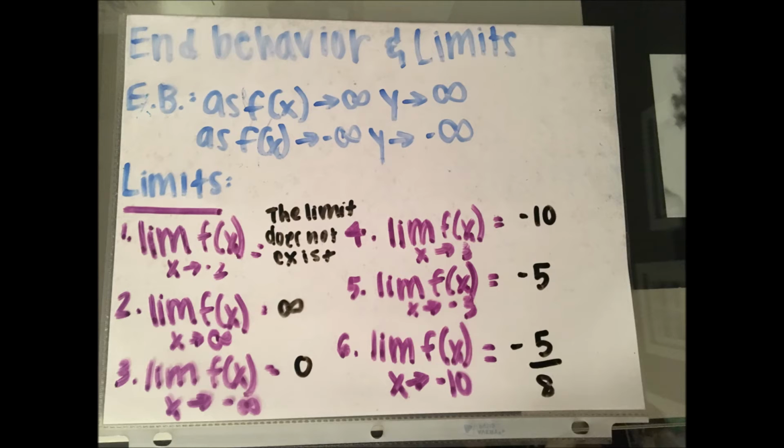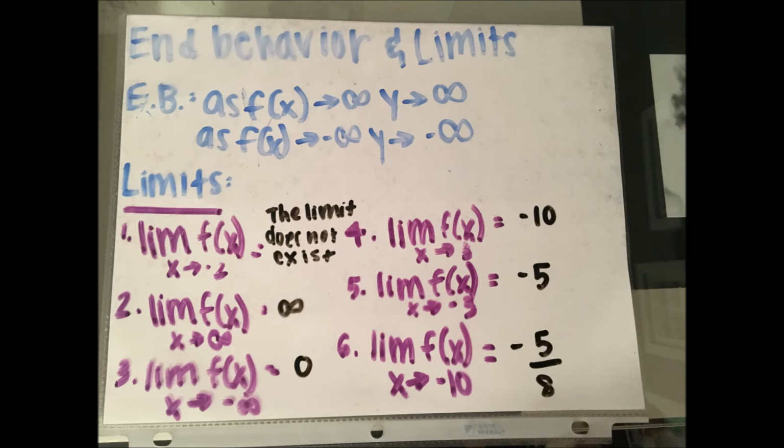Limits look at an x value, and as you're getting closer to the x value, what is happening to the y value. The first one is asking, as you're getting closer and closer to negative 2, what is happening to the y value? For this one, the limit does not exist, because the second graph has an asymptote at negative 2, but the first graph ends at negative 2, and since at that point the graphs are going in two different directions, they're approaching two separate things, the limit does not exist.